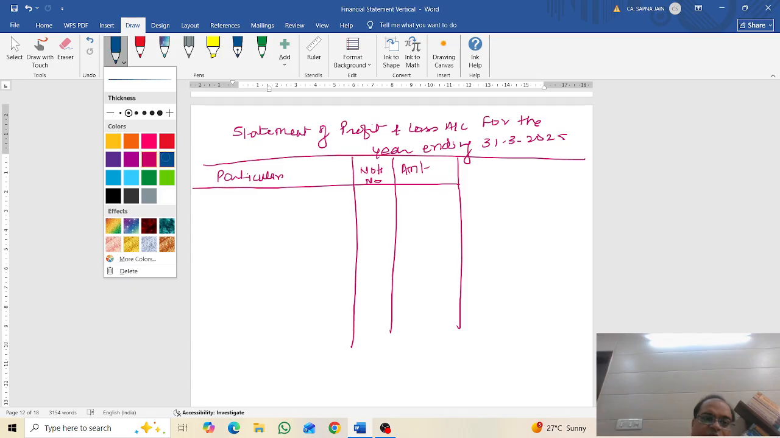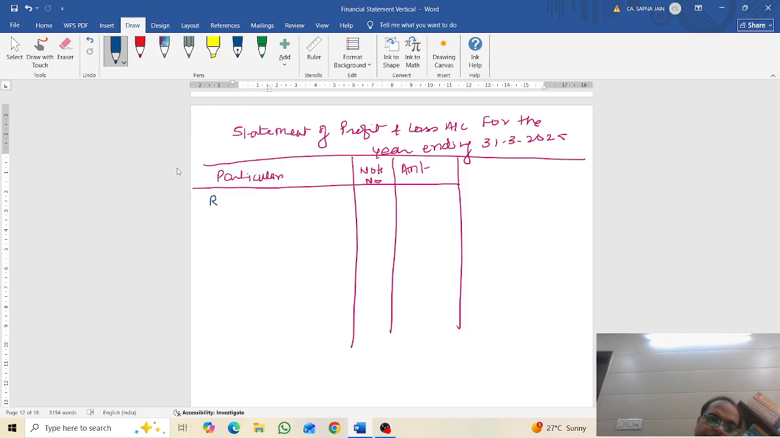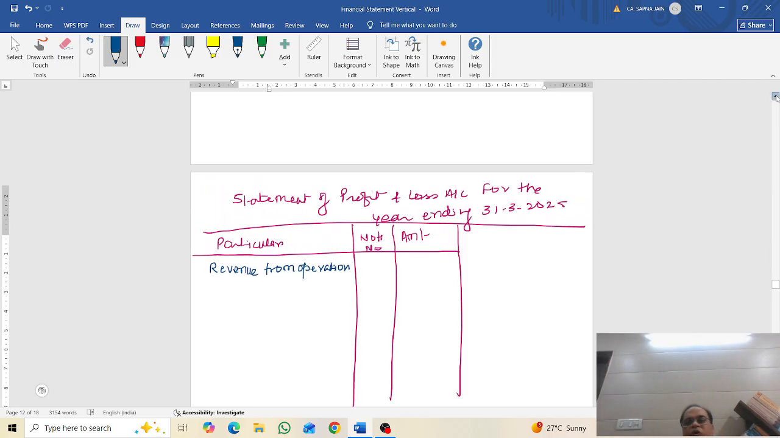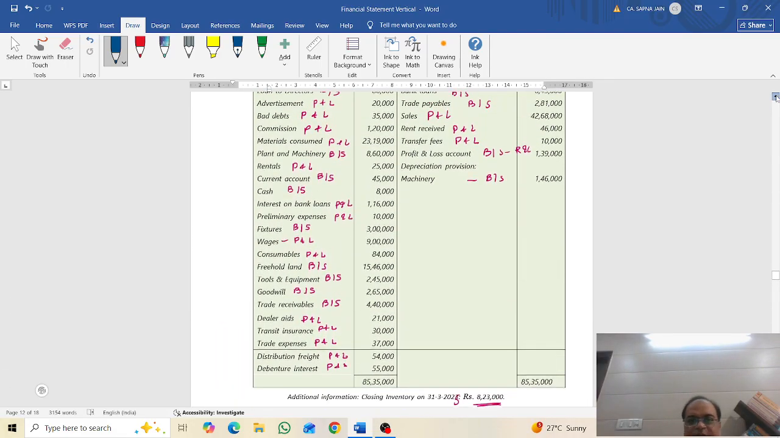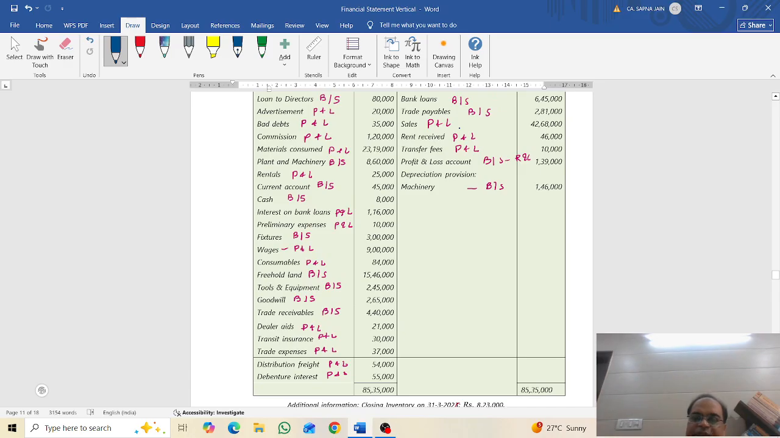In the profit and loss account, the first item is revenue from operation. Revenue from operation means sales of goods and sales of service. Revenue generated from the principal business as well as the auxiliary or ancillary business are all classified under revenue from operation. In this question, only one item is given, only sales is given. Sales is 42,68,000.